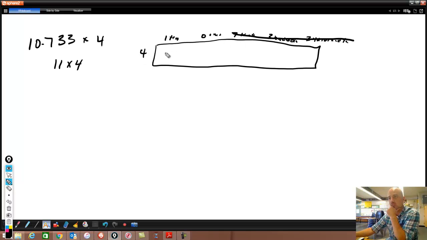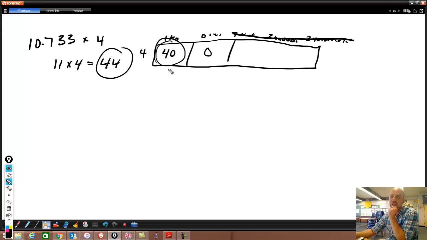I have 4 and I have 1 ten, and that gives me 40. And I have 0 ones, so that's not going to come into play. So my answer is going to be somewhere around here, around 40. 11 times 4 is 44. So I can tell that it's going to be somewhere around 40.